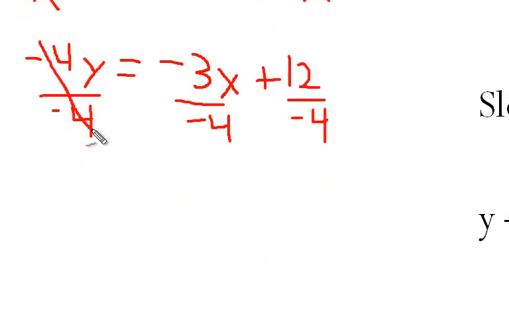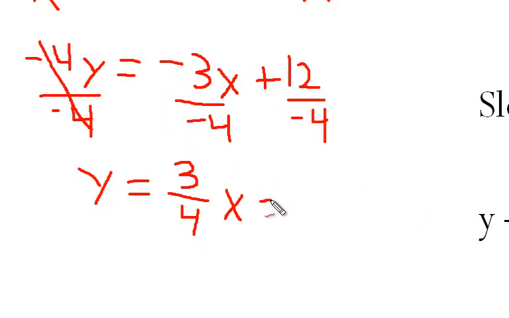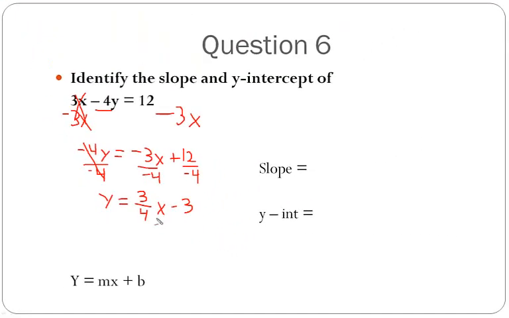That will cancel out that negative 4. We get left with y equals, since we have a double negative here, this will just turn into positive 3/4. And this last term, 12 divided by negative 4, will give us negative 3. Alright, so I see my slope is 3/4 and my y-intercept is negative 3.